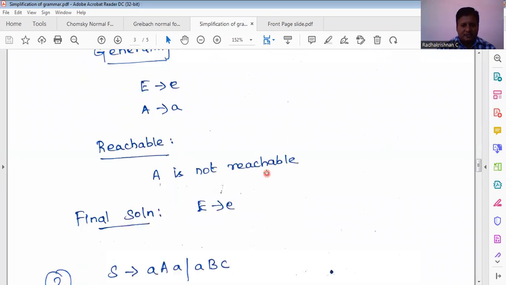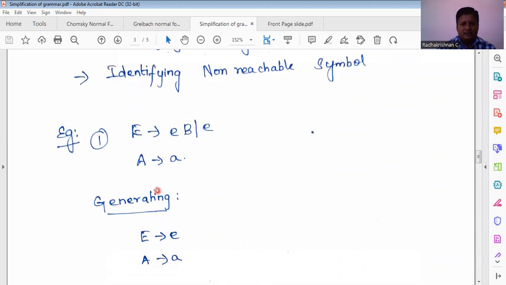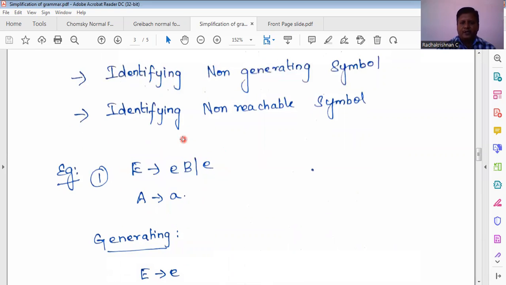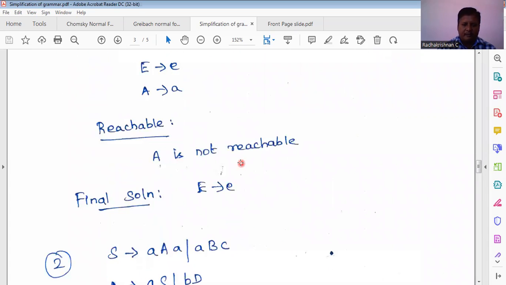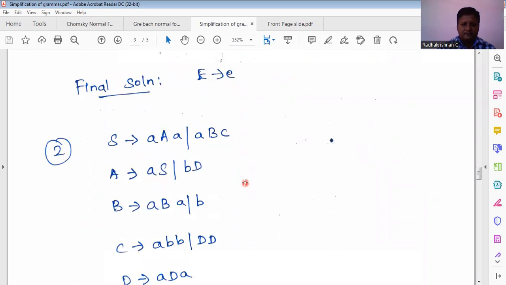Now the reachable symbol. Here A is not reachable. Here capital letter E is the starting symbol. From the starting symbol, it is not possible to reach capital letter A. So capital A is separately present. So this is an unreachable symbol, and we need to eliminate it. And for the capital letter B, there is no production rule defined. So B is also a non-generating symbol. So out of this particular rule, the simplified grammar will be E gives e alone.